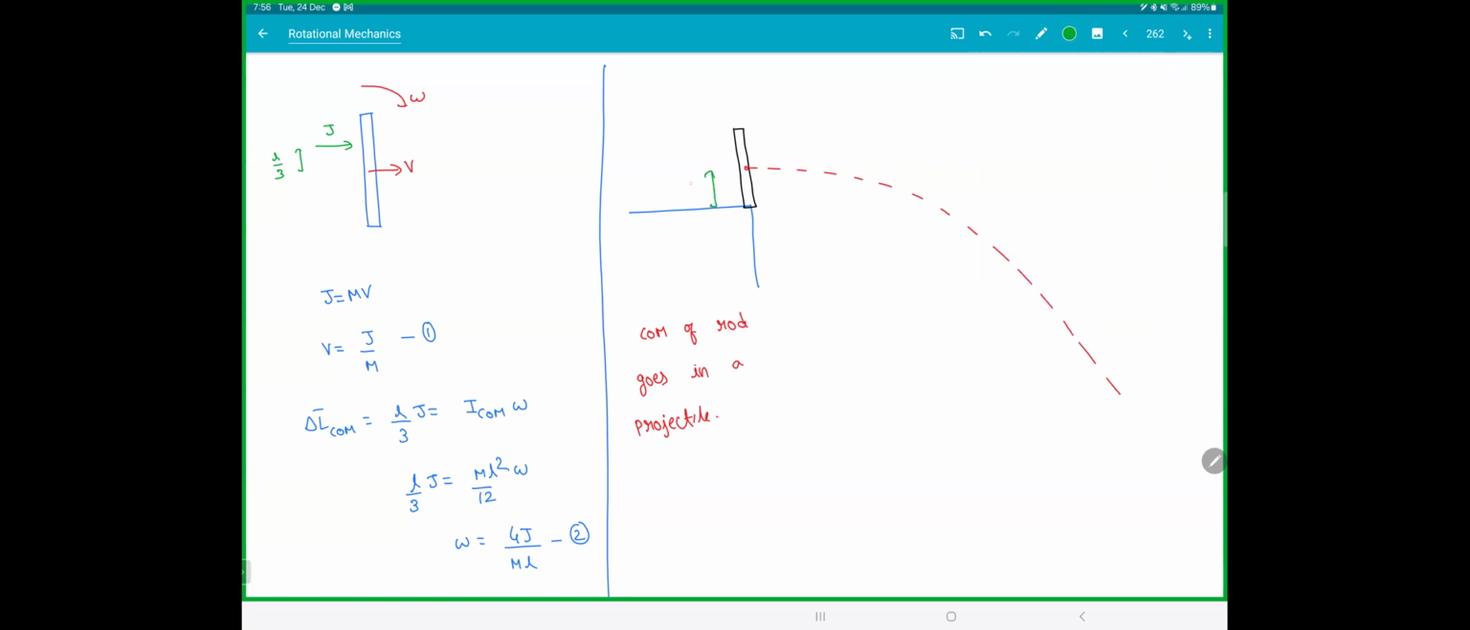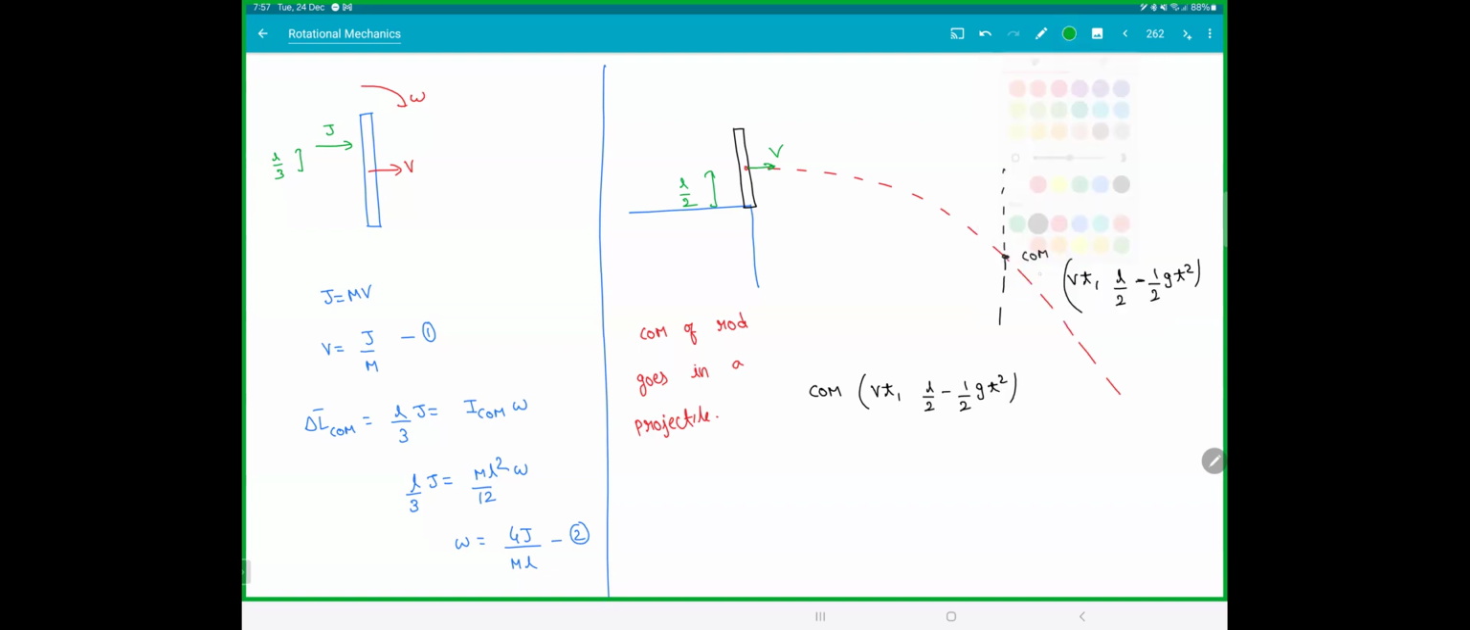So this height is L by 2. This velocity is v. After some time, your center of mass will reach here, where the horizontal distance will be v into t, and the vertical distance will be half g t square. It has fallen, so the coordinates will be vt, comma, L by 2 minus half g t square. Does it make sense? It has traveled horizontally a distance vt, and vertically half g t square down, but your initial height is L by 2. These are the coordinates of the center of mass.